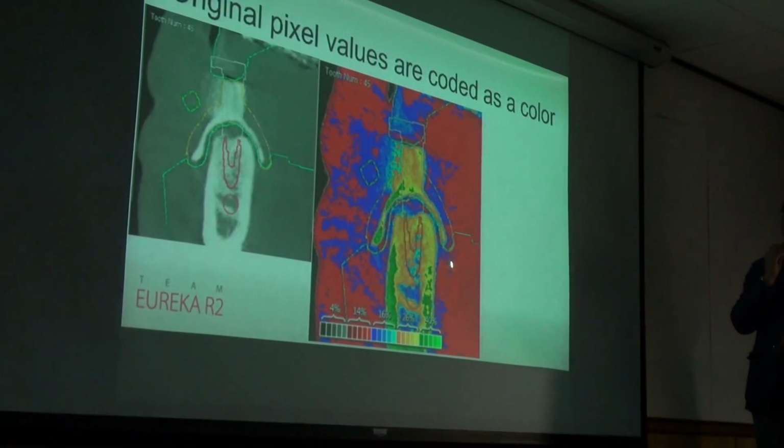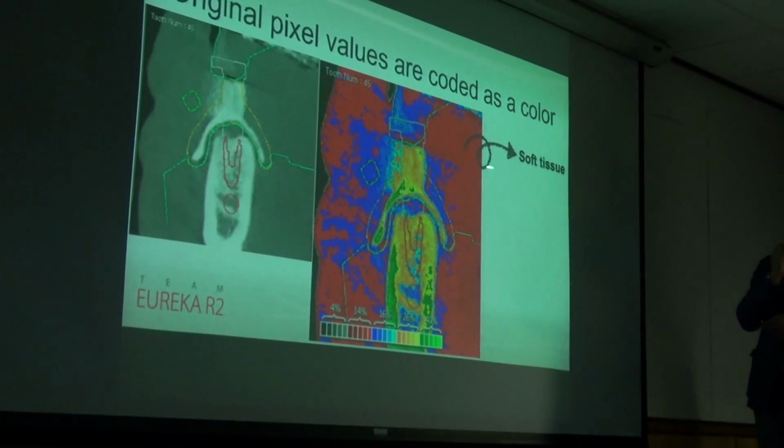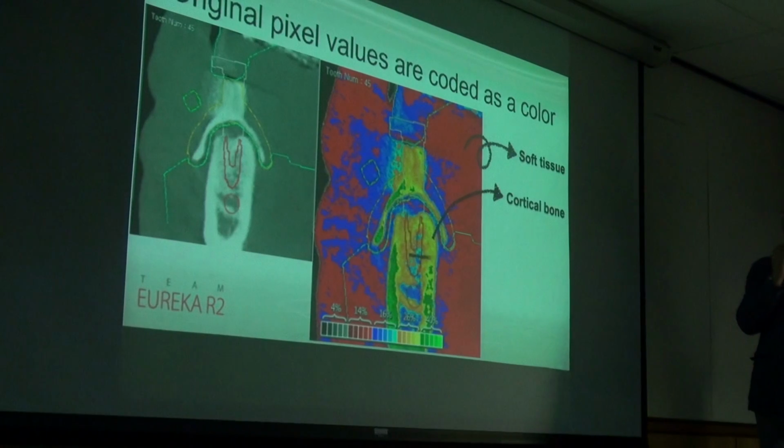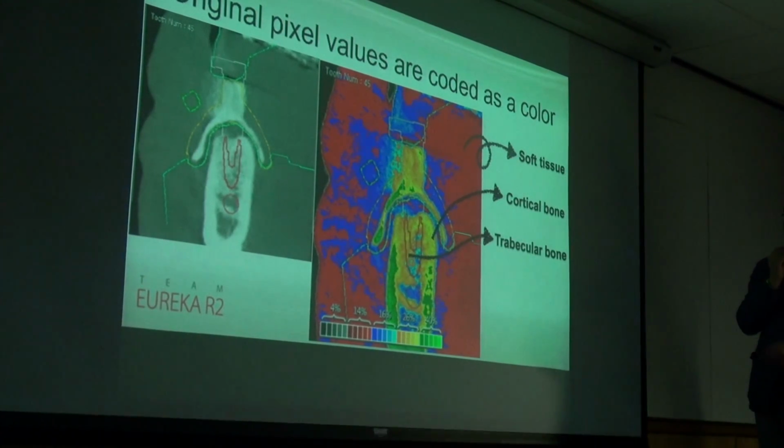How about this? Here is the air, black color, and red color is the soft tissue, and here is the cortical bone. Cortical bone is a yellow color. It means hard bone. How about the trabecular bone? It's almost the same color as the cortical bone. It means this patient's bone quality is a very hard bone case.